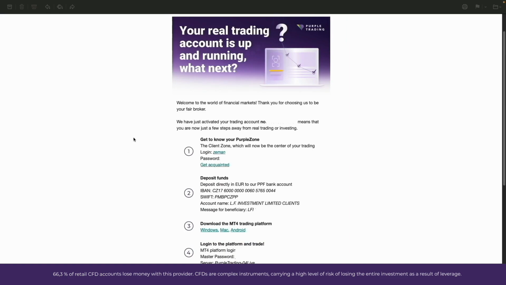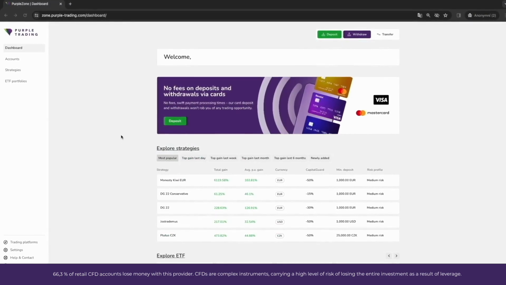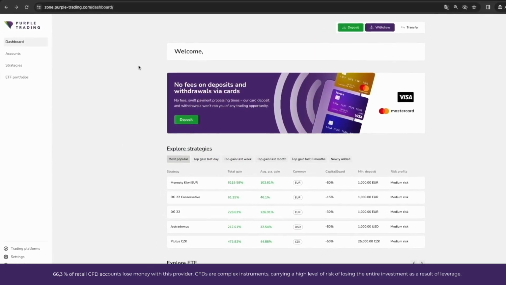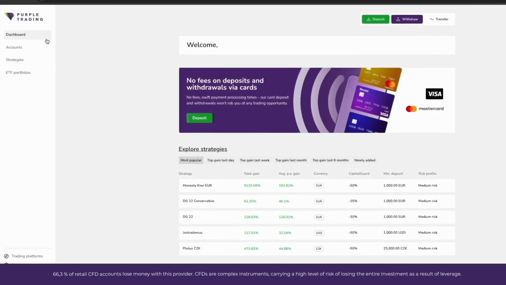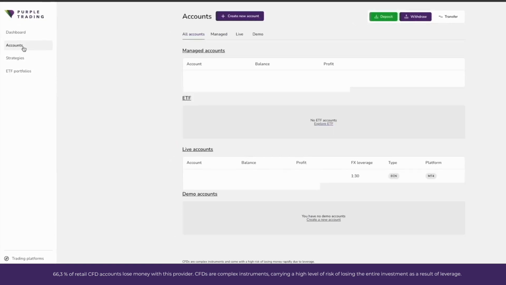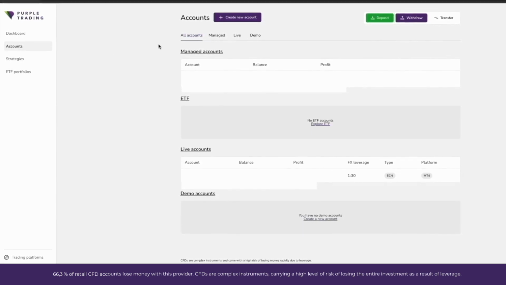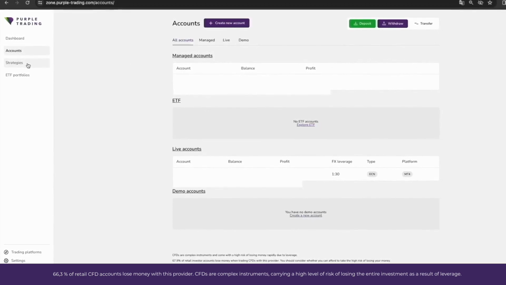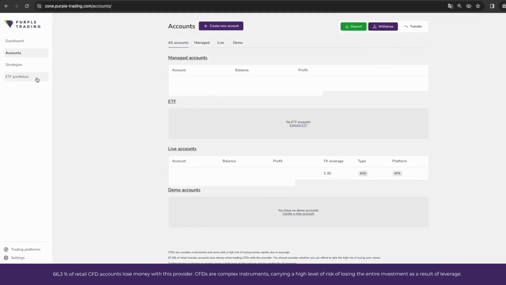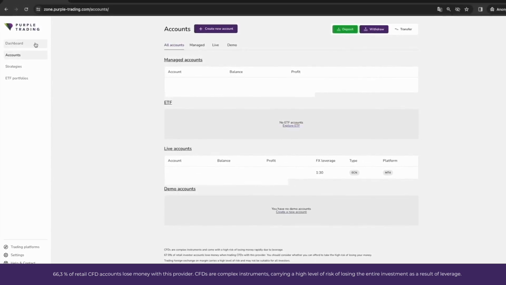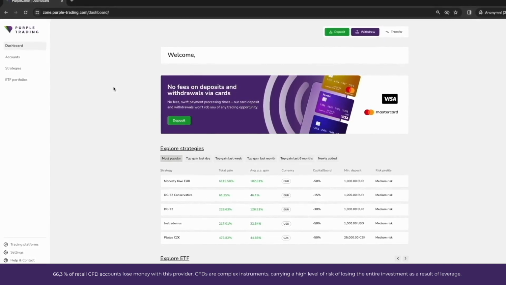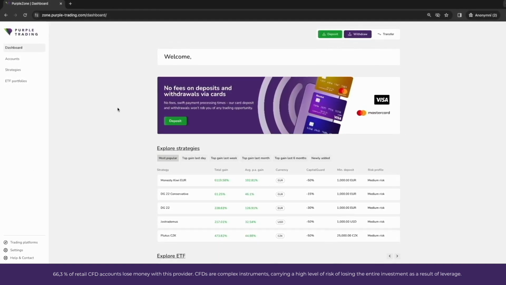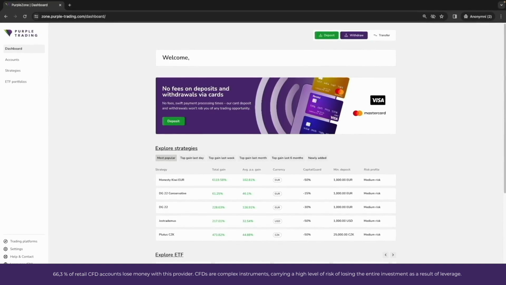You will receive a confirmation email once your request has been approved. In this email, you will find all the information you need to log into the PurpleZone, your client zone, for the first time. PurpleZone is a client zone that we have built to make it easier to manage your trading accounts and investments. You can open other trading accounts, send funds to them, or withdraw any profits from them. You can also use PurpleZone to connect to investment products such as strategies or ETF portfolios. However, this client zone can do so much more, which is why we have dedicated a separate video tutorial to it. You can find the link to it in the description of this video.